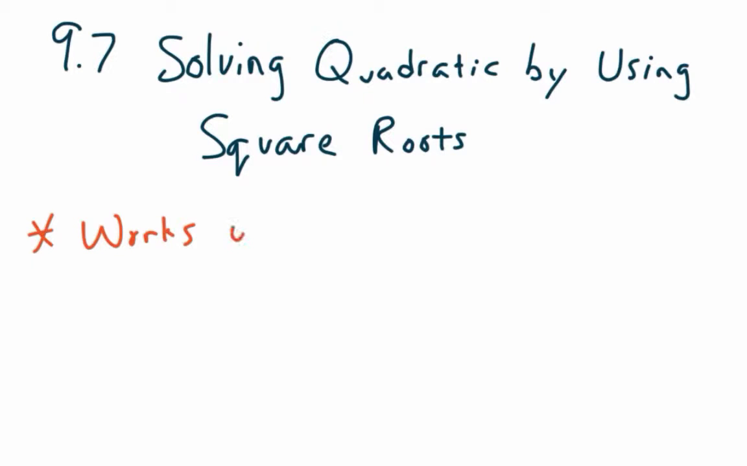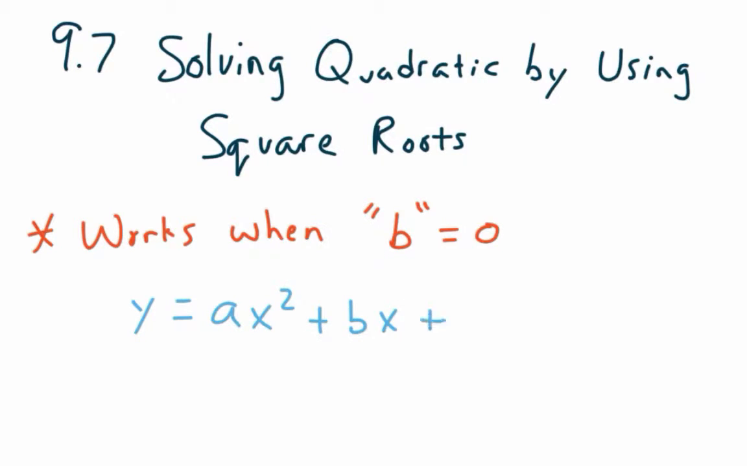It works when the b value equals 0. By that, what I mean is, and you could skip this if you already know it, we've been talking about quadratic equations being in the form of ax squared plus bx plus c, right? So if that b is 0, it's like I have 0 x's in the middle. If you have 0 x's, do you even write it?